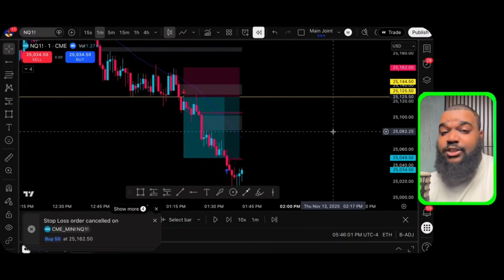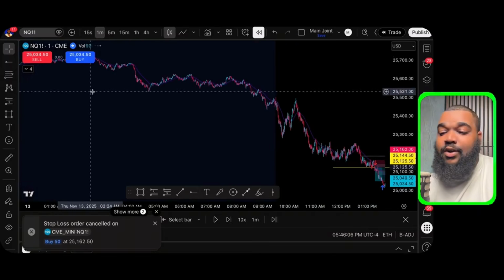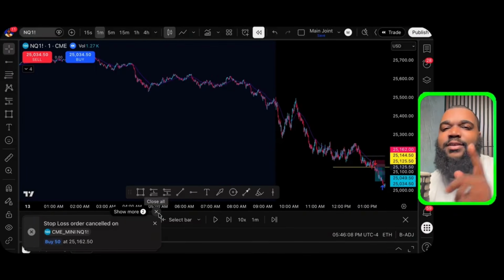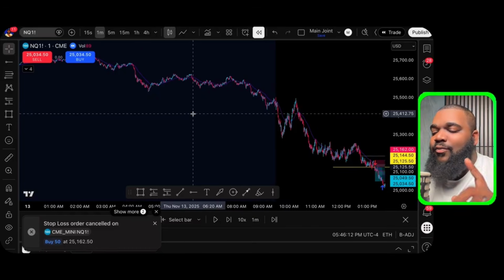So the strategy's fire. The strategy's a banger. It's free. Start using it now. Go ahead and backtest. Somebody actually backtest this for me and tell me what the win rate is, because I believe that it's going to be a high win rate.